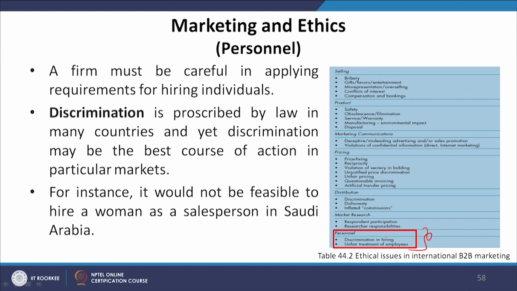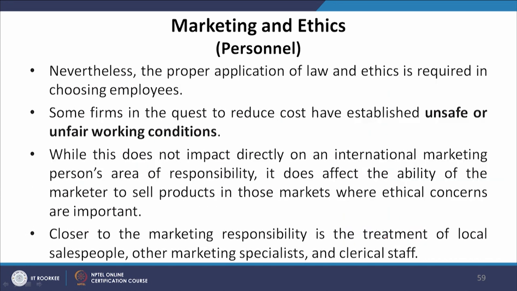We will talk about personnel. A firm must be careful in applying requirements for hiring individuals. Discrimination is proscribed by law in many countries, and yet discrimination may be the best course of action in particular markets. For instance, it would not be feasible to hire a woman as a salesperson in Saudi Arabia. Nevertheless, the proper application of laws and ethics is required in choosing employees.